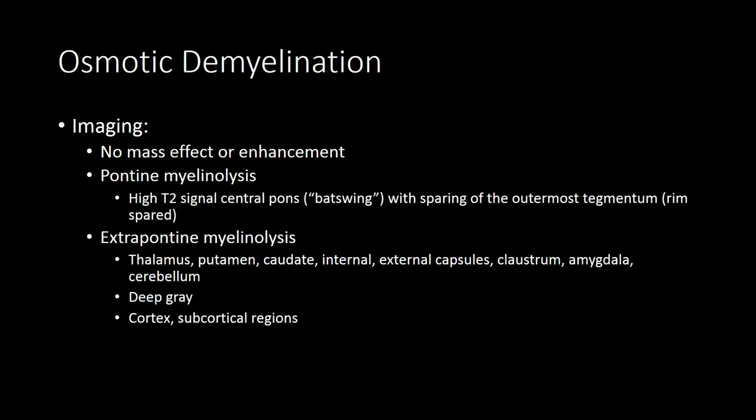On imaging, you typically see no mass effect or enhancement. The typical pontine myelinolysis involves a T2 hyperintensity within the central pons with a bat wing configuration, sparing of the outermost tegmentum. So you have a rim of pons that is spared. Extrapontine myelinolysis involves structures besides the pons. That includes the thalamus, putamen, caudate, so additional deep gray structures. It can involve internal and external capsules, the claustrum and the amygdala, as well as the cerebellum. And you can also involve the cortex and the subcortical regions as well.